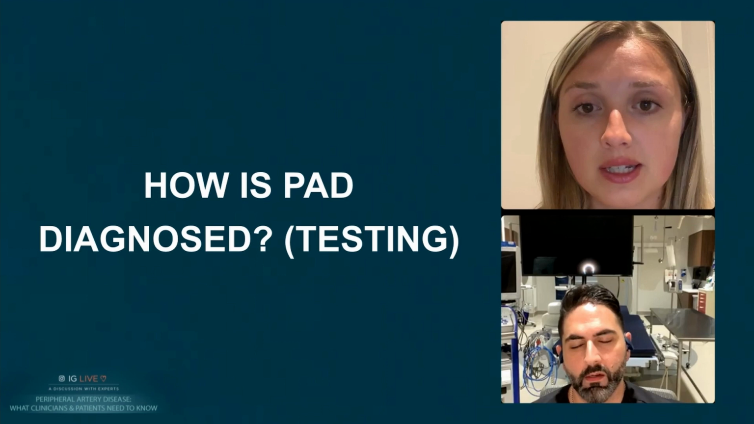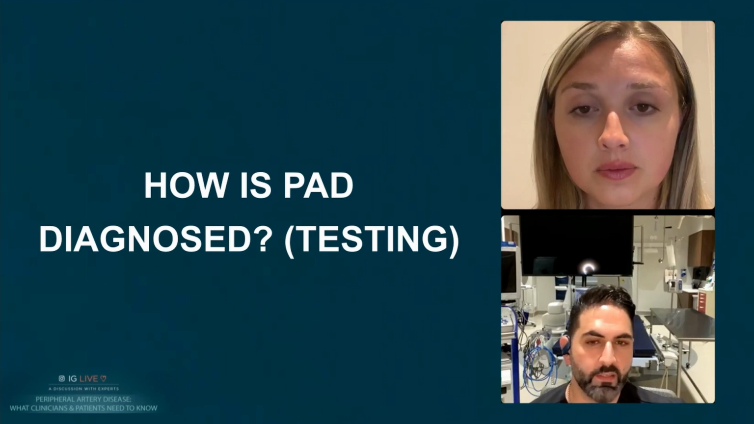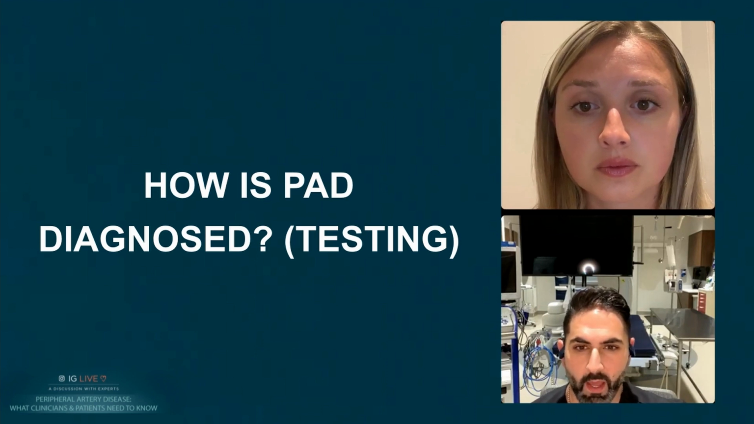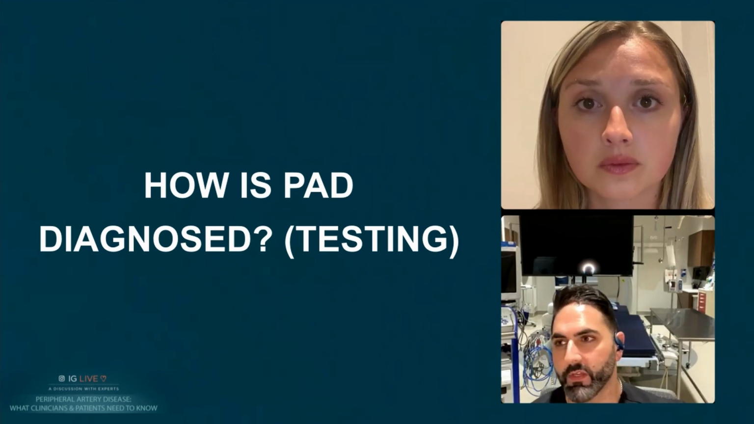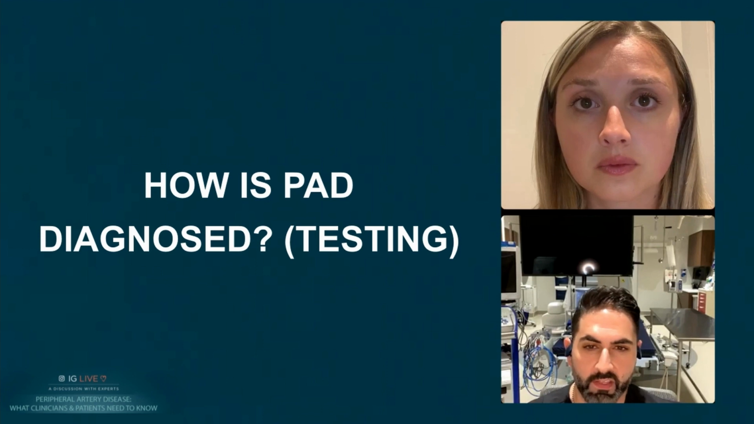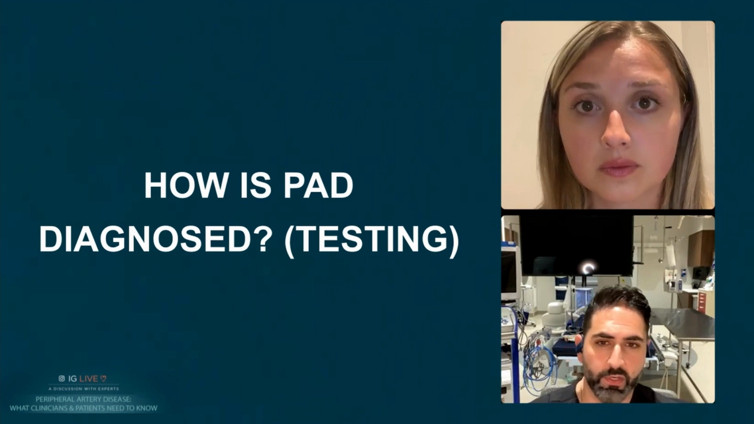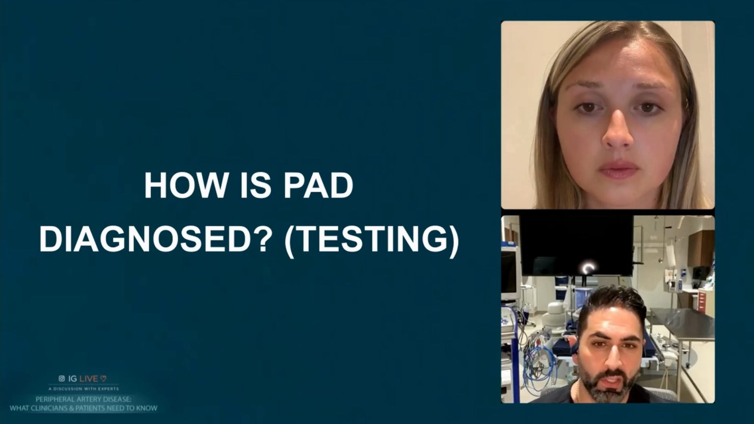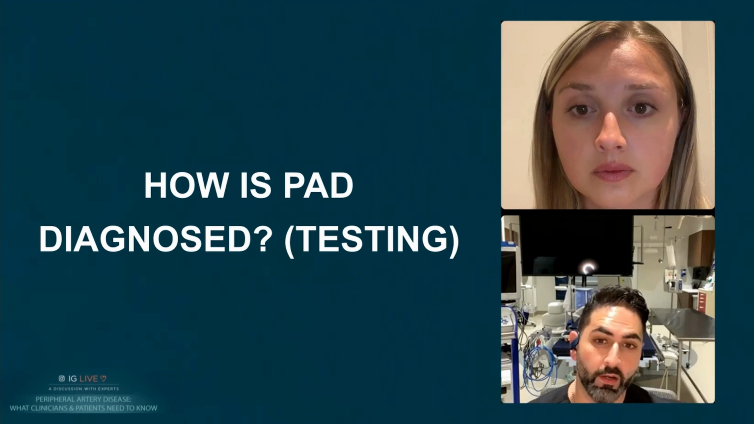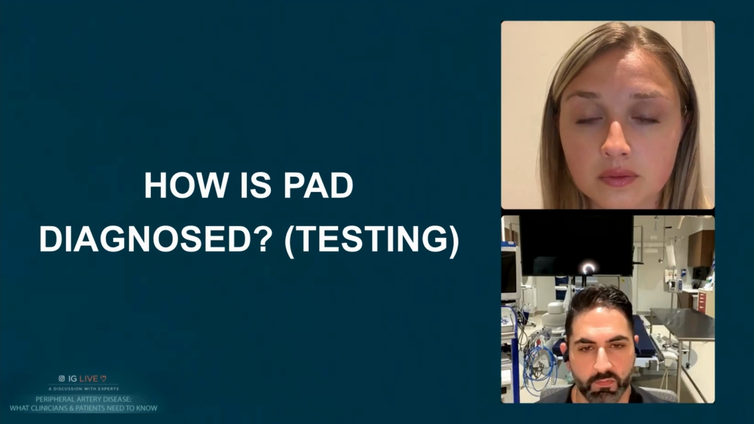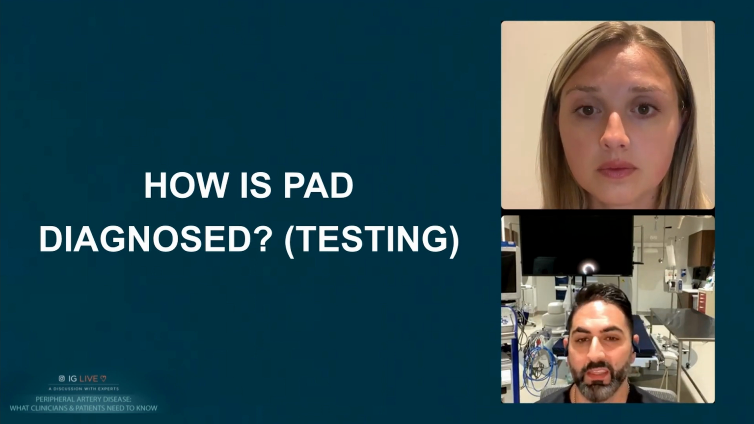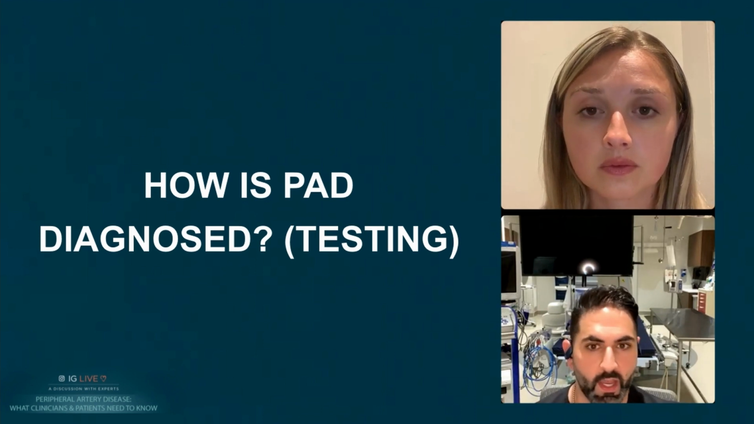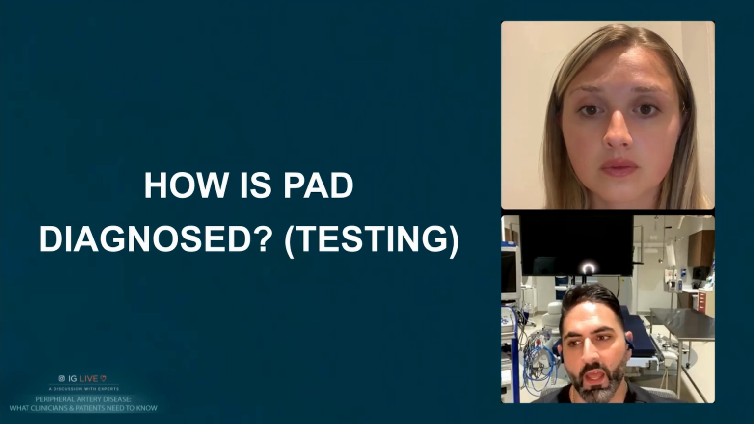to test for PAD? Starting with the least invasive and moving up to the most, the ankle brachial index, or ABI, which is something that you hear often. And all that is a fancy way of saying check the blood pressure in the ankle and compare it to the blood pressure in your arm. And so what we're looking for is a ratio. And usually the ratio should be 1, if not higher. So anything less than sort of 0.9 should raise eyebrows. Anything less than 0.8 is almost diagnostic for peripheral vascular disease.